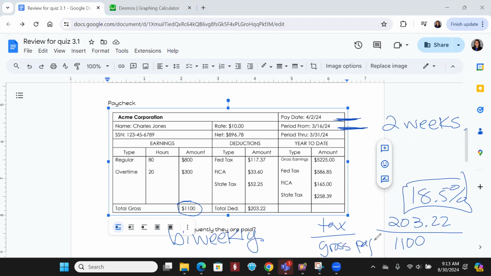Sometimes in deductions, you might have health insurance, dental insurance. You just got to read it. Add those up. Yes. Yep. Good. Okay.